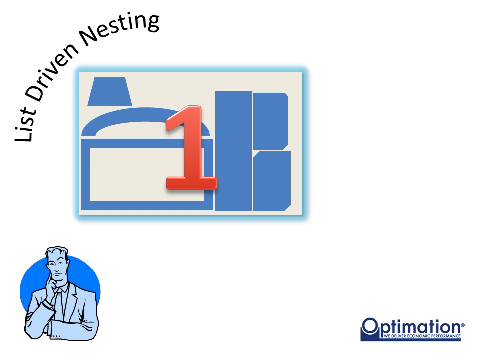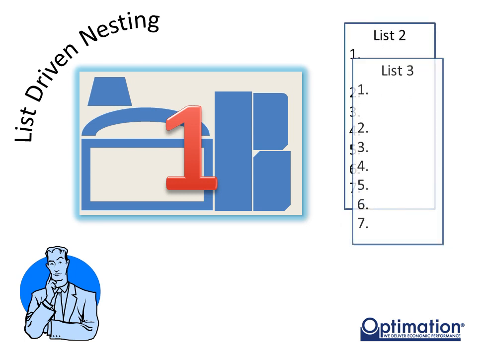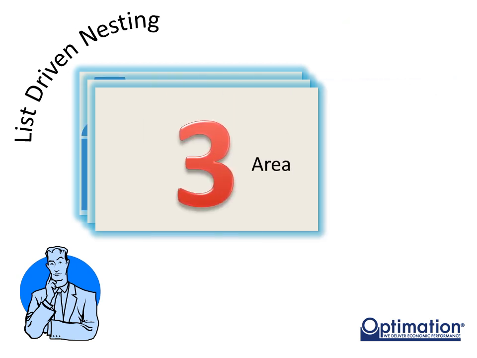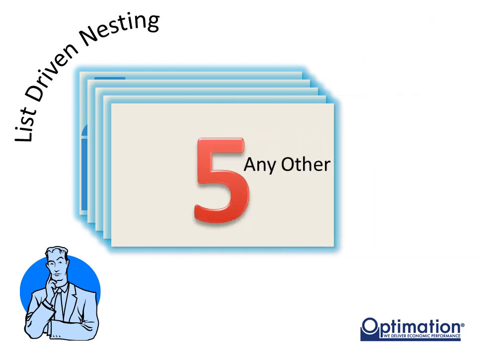As computers have gotten faster, more possibilities can be considered, and the number of lists and how the list is ordered have allowed additional solutions to be evaluated. Some list-driven systems make several ordered lists that each create one possible nest and then select the best one of the group. So, for example, the list can be sorted by largest length, or largest area, or largest perimeter, or any other metric.